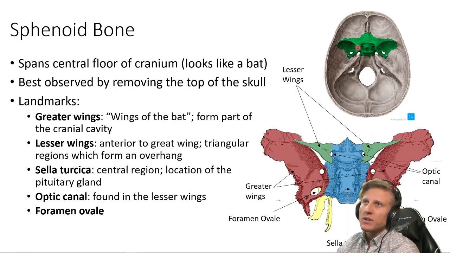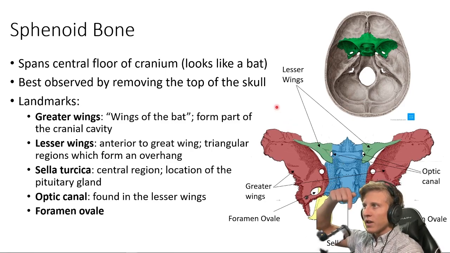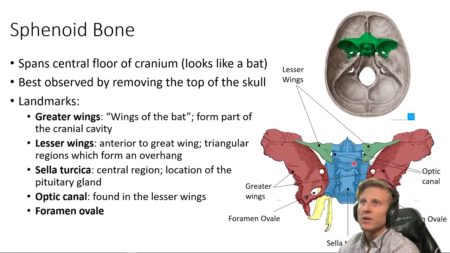The easiest way to distinguish that is this portion right here. You see this little ridge, shaped like that. These are the lesser wings viewed from more of a superior to inferior perspective. So this line is that right there, and then the lower portions are going to be the greater wings.